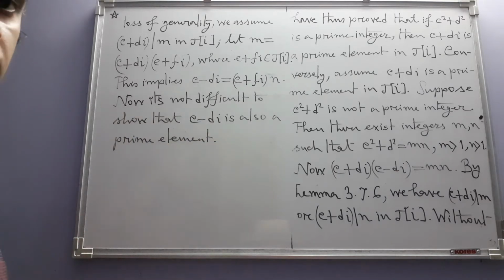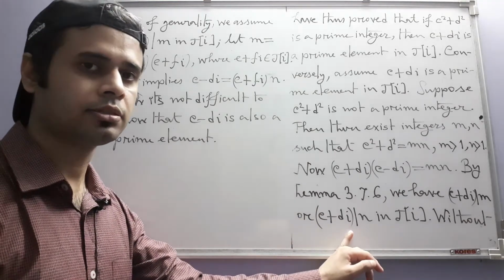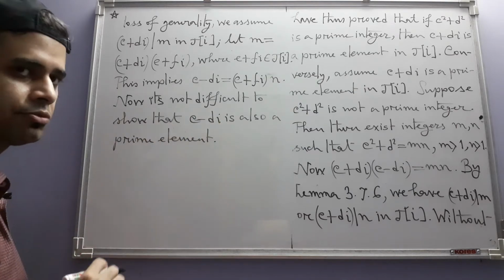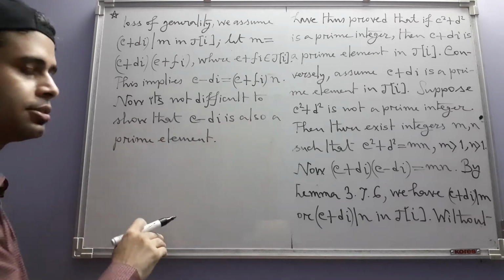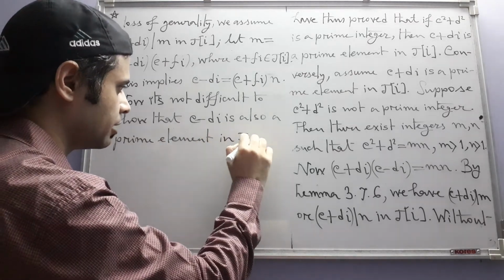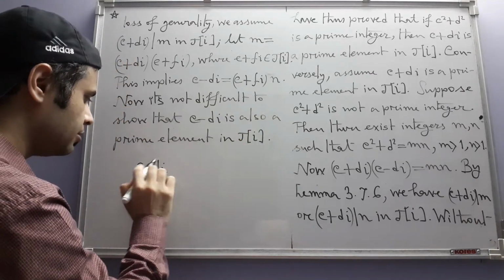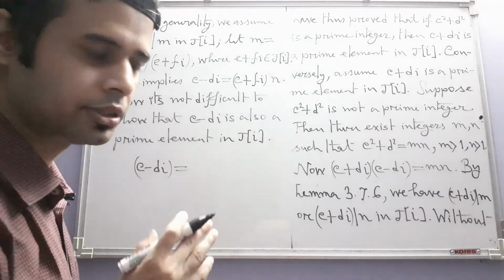Can you guess how you can show this from primality of C plus di? You take help of proof by contradiction. You assume that C minus di is not a prime element in Z[i]. I have to mention that. Then C minus di can be written as a product of two non-units.